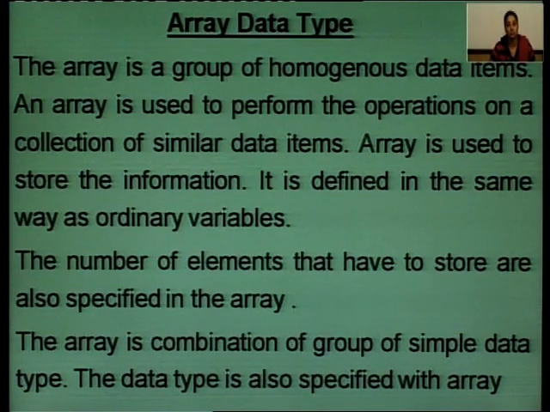The array is used to store the information. It is defined in the same way as an ordinary variable. The number of elements that have to be stored are also specified in the array. We have to specify the number of variables that are to be stored in the array. The array is a combination of a group of simple data types, as I said earlier, and the data type is also specified with the array.